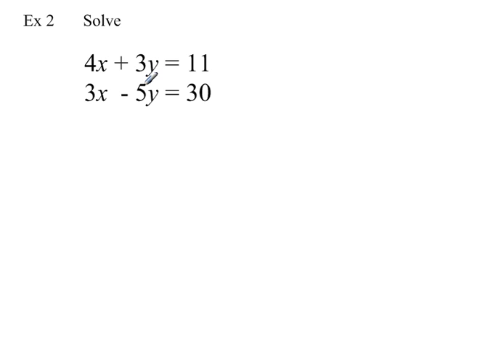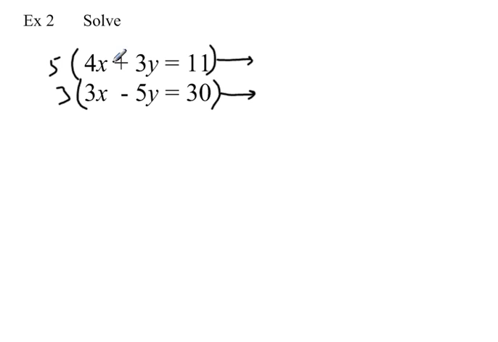Now, as it's currently written, none of those variables will cancel out or be eliminated if I add these together. But if we multiply the first equation by 5 and the second equation by 3, what that will do for us is make it so we have 15y on top and negative 15y on bottom. When I add these together, those y's will be eliminated. Now, I could have chosen to eliminate the x's as well. Basically, we have to pick one of those variables, multiply by something that's going to eliminate that variable.